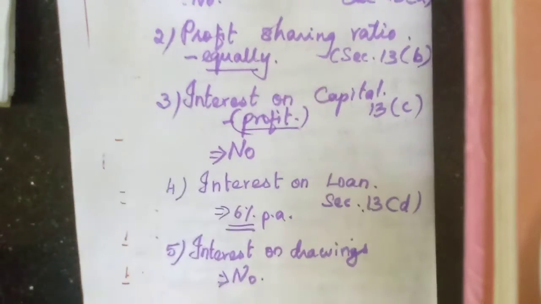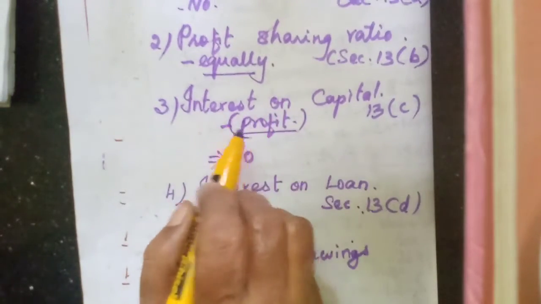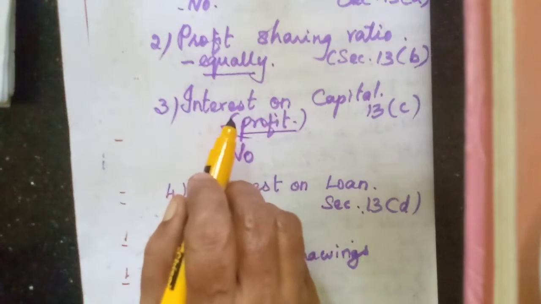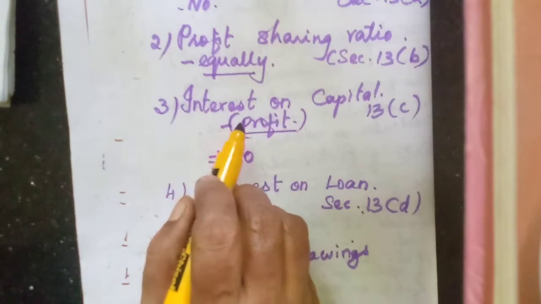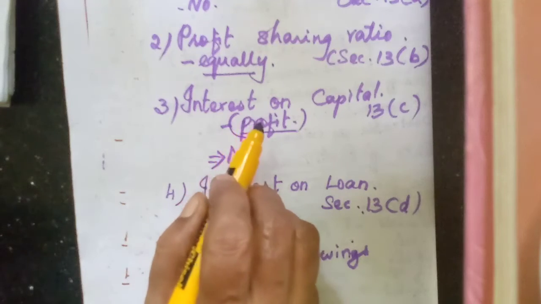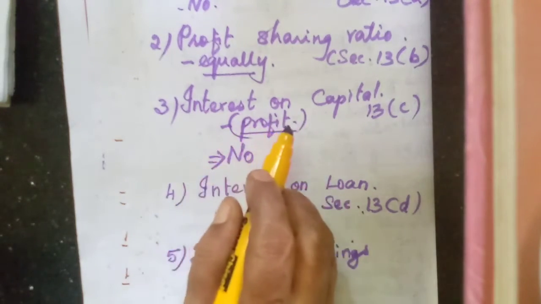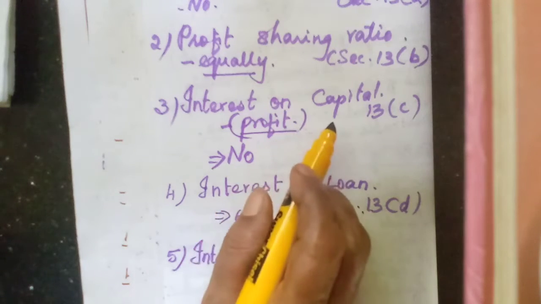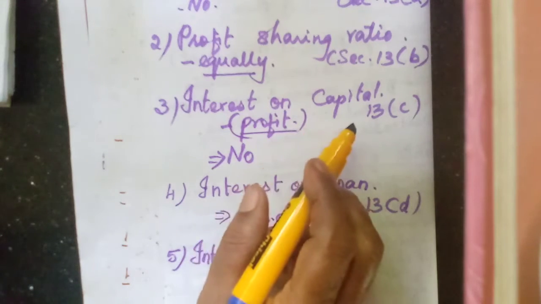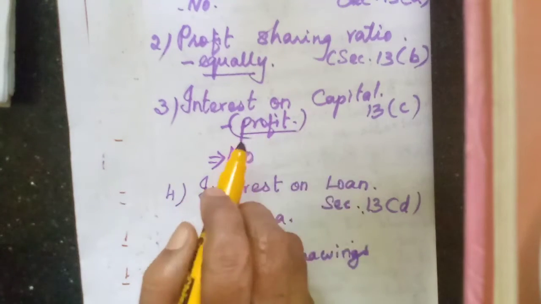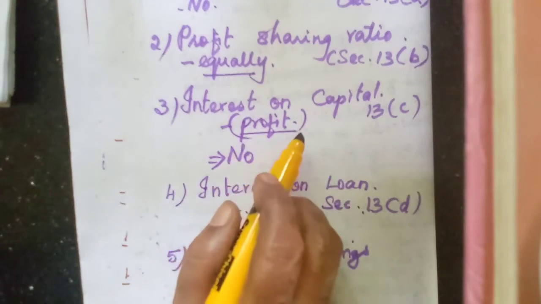Then the third one, about interest on capital. The rate will be given in the deed, but if the deed is not stating anything about interest on capital, then no interest on capital will be given to any partner. Mostly all the partners will contribute capital, so no interest on capital will be given.